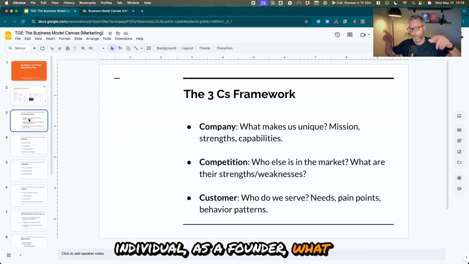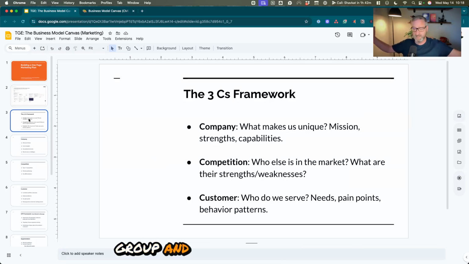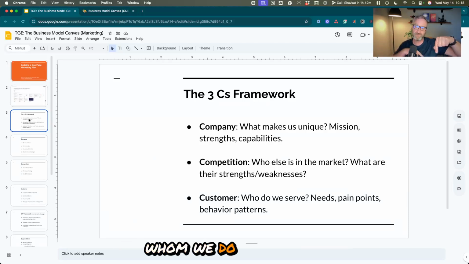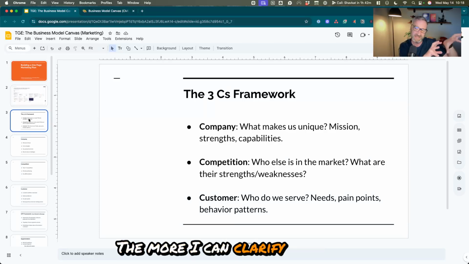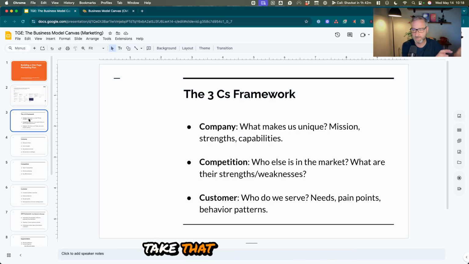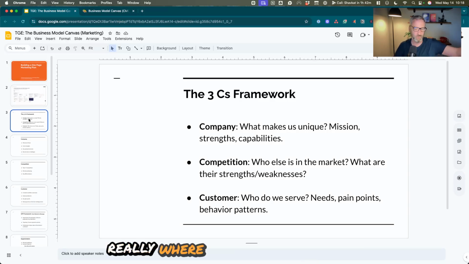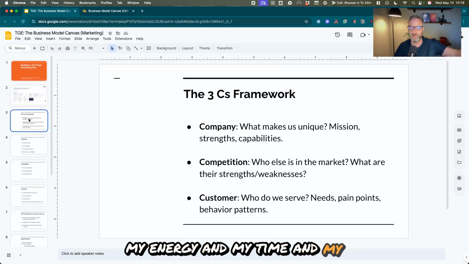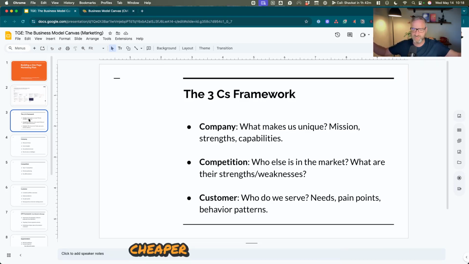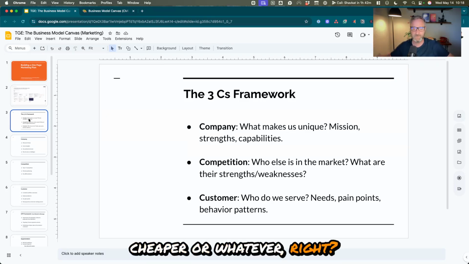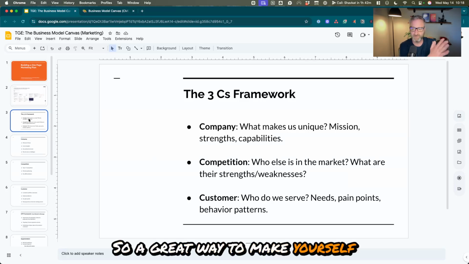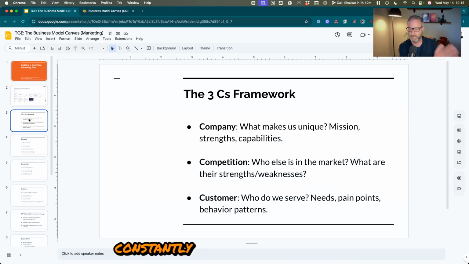Okay. So my clarity and my confidence and my ability and who I am as an individual, as a founder, what my team can do as a group, and what our process and product can do overall, and for whom we do it best, the more I can clarify that and take that to market and communicate that clearly, that's really where I should be spending my energy and my time and my focus. Not comparing like, am I $2 cheaper or whatever, right? Okay. So a great way to make yourself miserable in marketing is just to constantly read your competitor press.